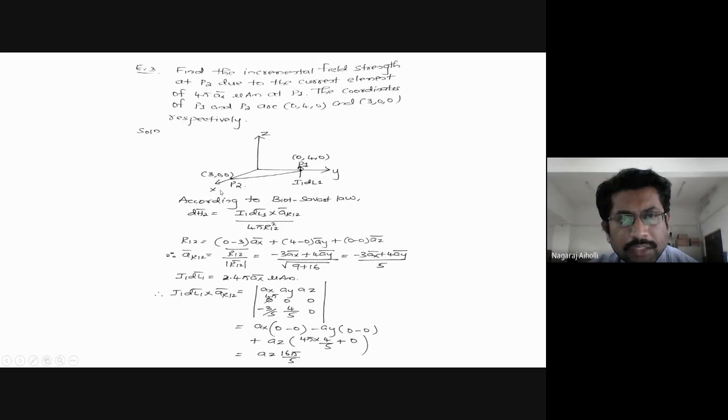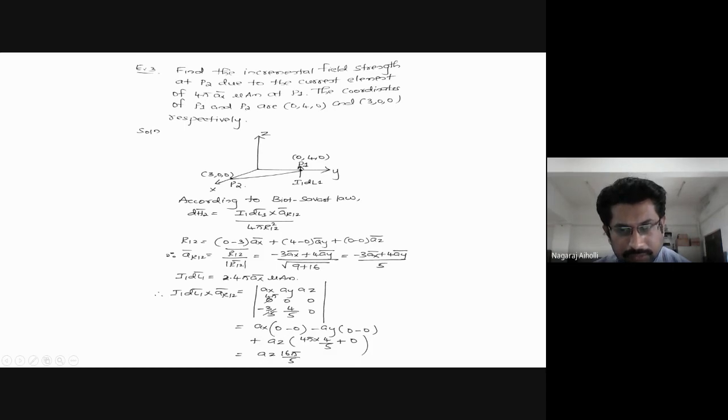Field strength at P2 due to current element at P1. Should be 3 minus 0. Please make a correction here. 3 minus 0 into ax bar plus 0 minus 4 ay bar plus 0 minus 0 az bar. So you'll get 3 ax bar plus minus 4 ay bar, then az bar, which is 0. So it is 3 ax bar minus 4 ay bar by 5. If you simplify this, you will get az bar 16 pi by 5.